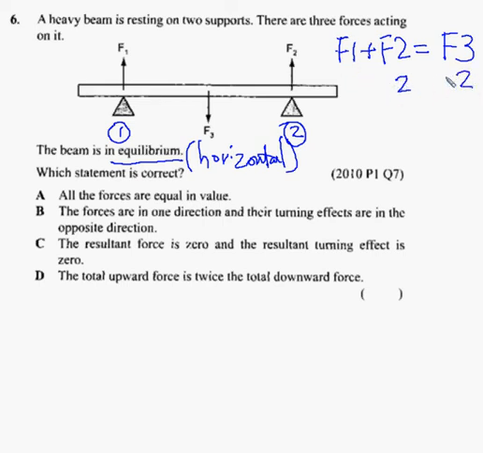Because there's another F1 here. So this is not possible. So option A, equal in value, is not possible. Okay, then we move on to option B.